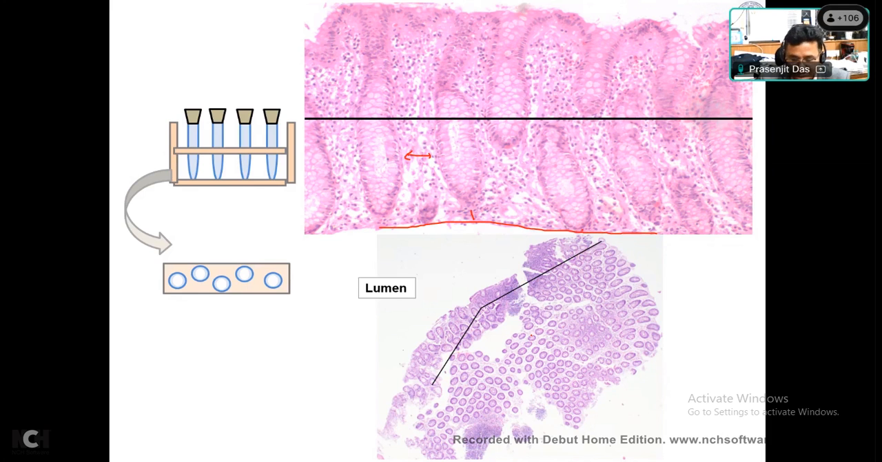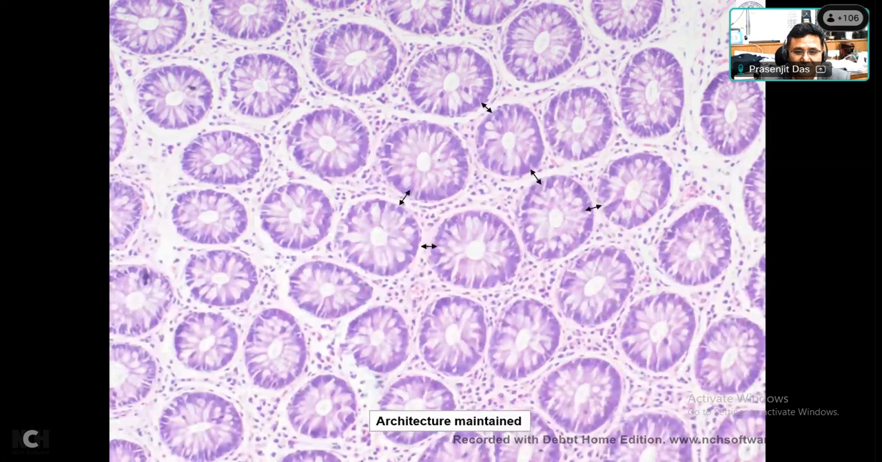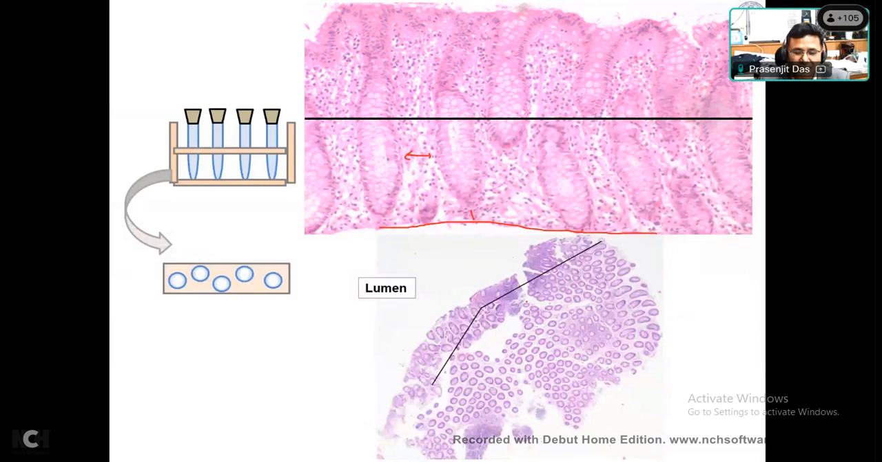So here also you can see, if I draw and try to see if they are evenly spaced or not, the space in between is even and there is not much inflammation. So if I go back, I have drawn a line in between the mucosa to divide it into two segments. The upper part was the lumen and this is the lower part.